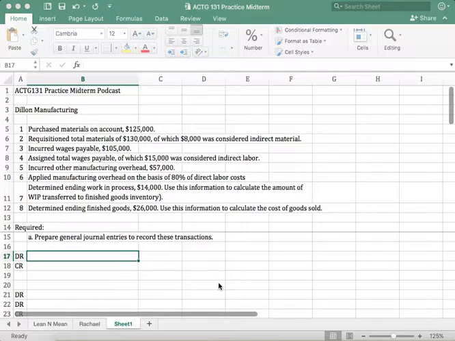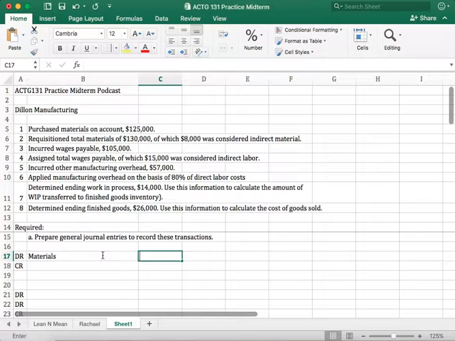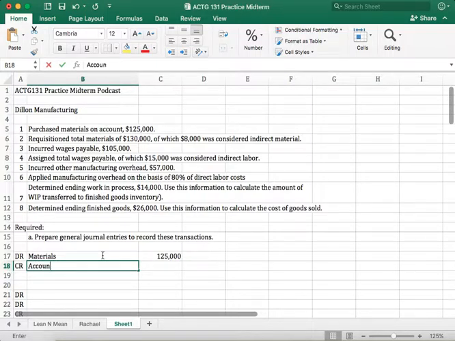So the first part of the requirement is to prepare some journal entries. So let's jump in. The first one, purchase materials on account, $125,000. The debit is going to be to the materials account for $125,000. And the credit, because it was on account, will be to accounts payable.